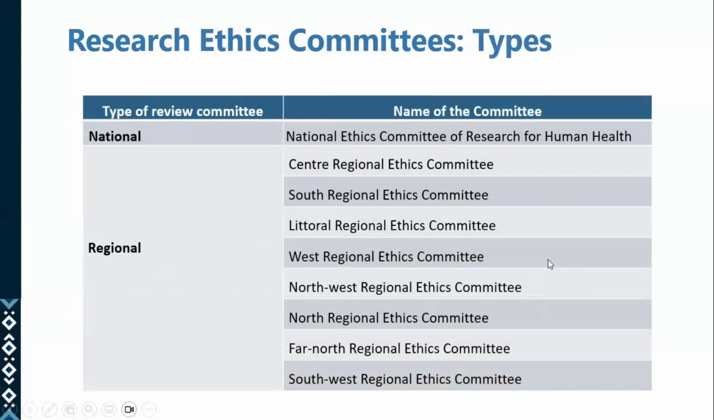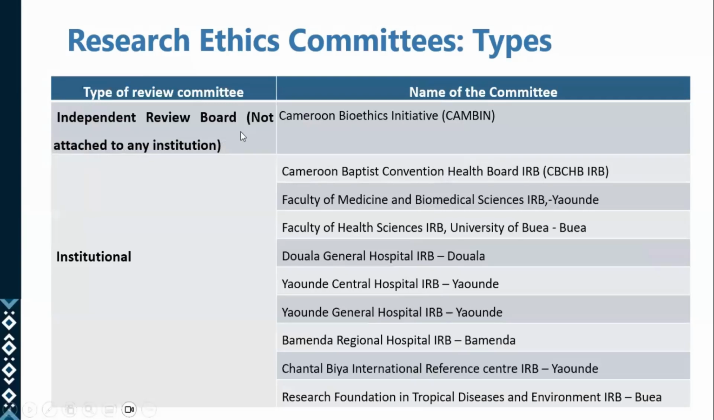So in Cameroon, these are the types of Research Ethics Committee. We have the National Ethics Committee of Research for Human Health. We have regional ethics committees: the Central Regional Ethics Committee, the South, the Littoral, the West, the Northwest, the North, the Far North, and the Southwest Regional, and the Cameroon Bioethics Initiative, which is an independent review board not attached to any institution.